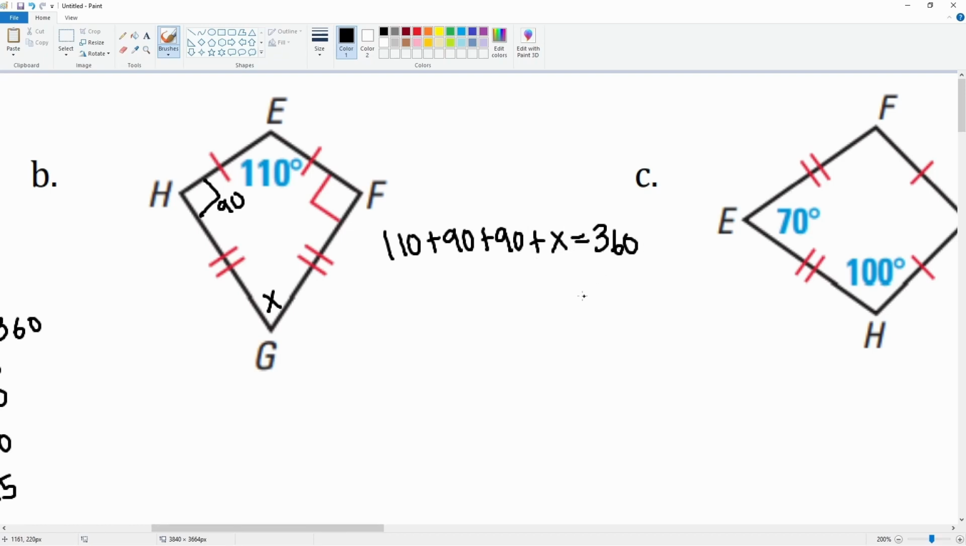Let's combine some like terms here. We can add 110 plus 90 plus 90. That gets you 290 plus x is equal to 360. Subtract 290 from both sides. Okay, 360 minus 290. That gets you x is equal to 70 degrees right here.